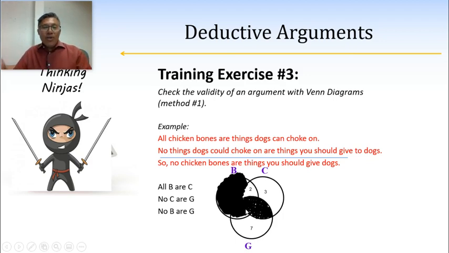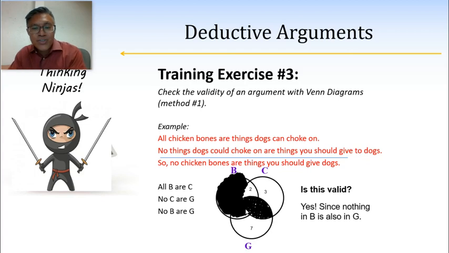So now we have a valid conclusion. We have a valid deductive argument. The premises actually do lead to the conclusion. What we've drawn is the conclusion. The conclusion matches what we've drawn. Okay, that's how you use the Venn diagram method to verify the validity of a deductive argument.